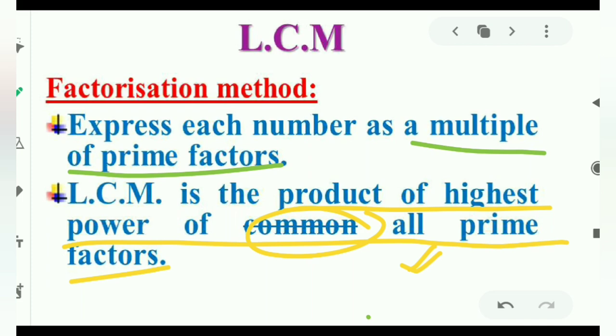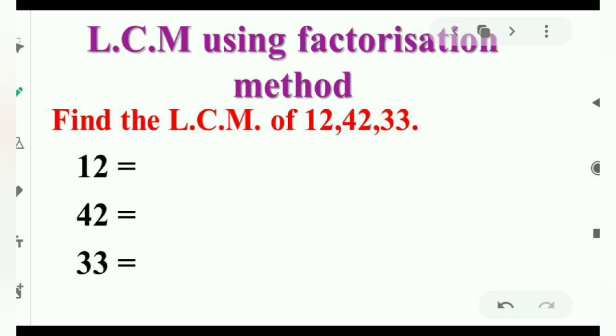Because HCF is nothing but the product of the least power of the common prime factors. Here it is not only the common ones, it is all the prime factors. So we are going to include each and every prime factor, and in case a prime factor is common, we have to consider only the highest power. Okay, let's get into the lecture with some illustration.